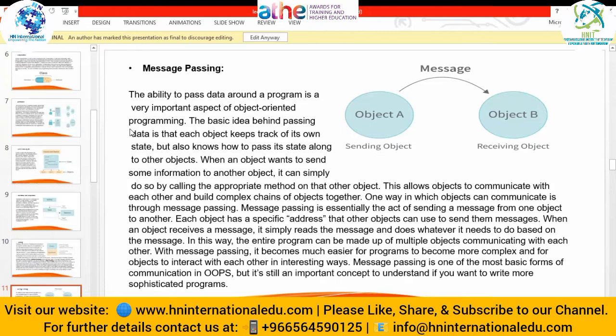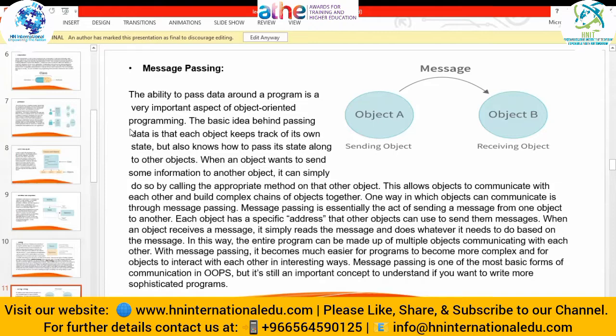So we will focus on all the attributes or the things that an object can do, or an object should do. The basic idea behind passing data is that each object keeps track of its own state, but also knows how to pass its state along to other objects. When an object wants to send some information to another object, it can simply do so by calling the appropriate method on that other object. This allows objects to communicate with each other and build complex chains of objects together.